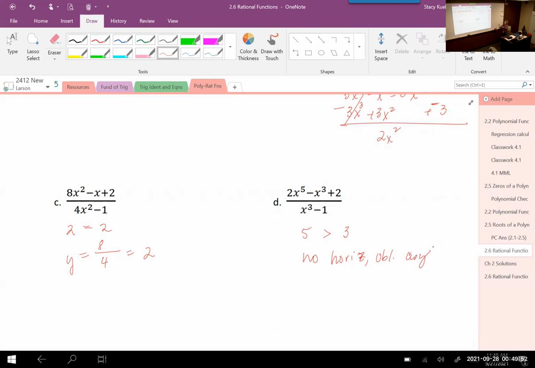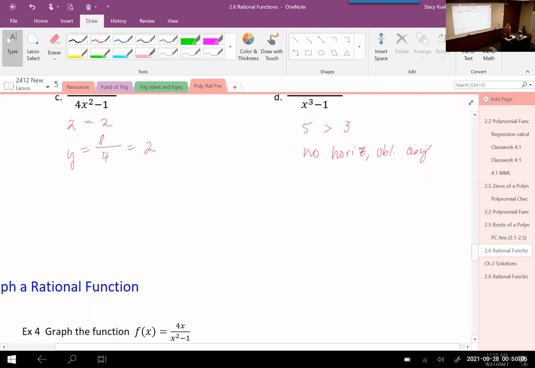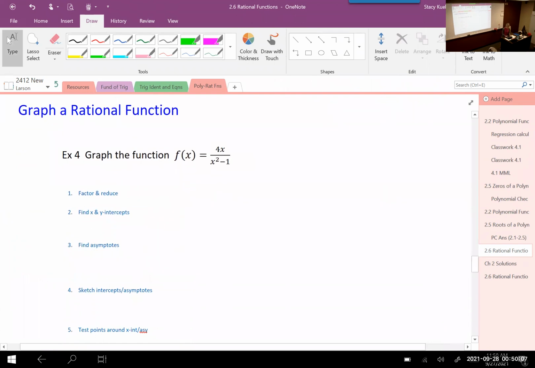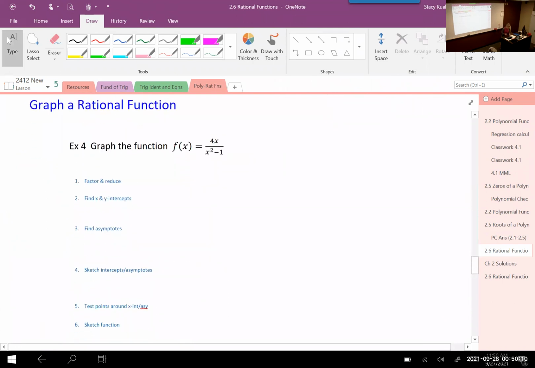All right. Now that you kind of have the components, the domain, vertical asymptotes, horizontal and slant asymptotes, let's see if we can practice graphing a few of these. So the first one that we're going to look at is the function 4x over x squared minus 1. And these are the steps that we're going to follow to produce the graph. Okay? We want to factor it and reduce it.